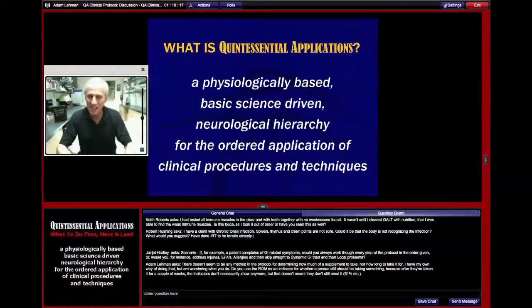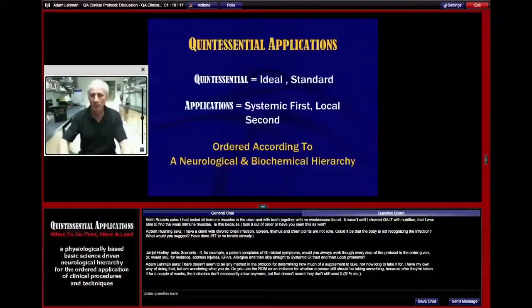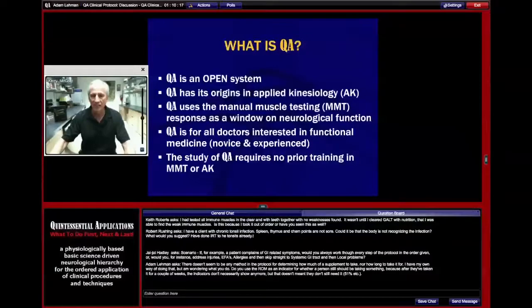That physiology and the understanding of physiology really drives our understanding of how to apply these particular techniques in light of basic sciences of neurology and biochemistry. And then we develop a hierarchy for the ordered application of these clinical procedures. That's applied Quintessential Applications. Quintessential, the reason we chose this, means ideal or standard. So this is the standard application. And what kind of application? Systems first, local second, ordered according to a neurological and a biochemical hierarchy.